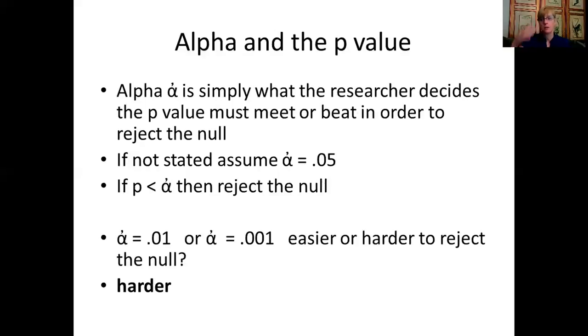Okay. Now, you know, there could be some exploratory research where you're like, I don't want to be this hard. I think there's something going on. You could raise alpha because I'll take a p-value that's less than 0.1, 10% chance. It's kind of rare, but there are situations when people would do that.